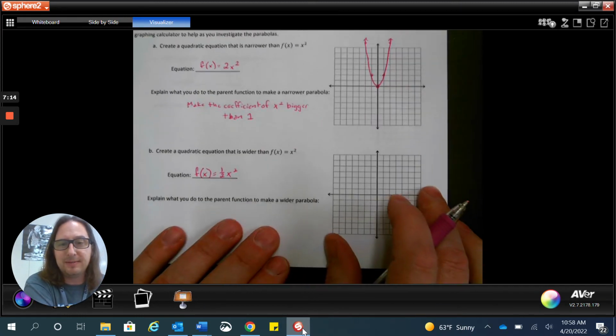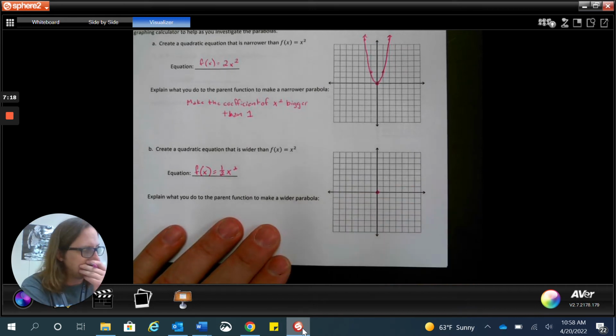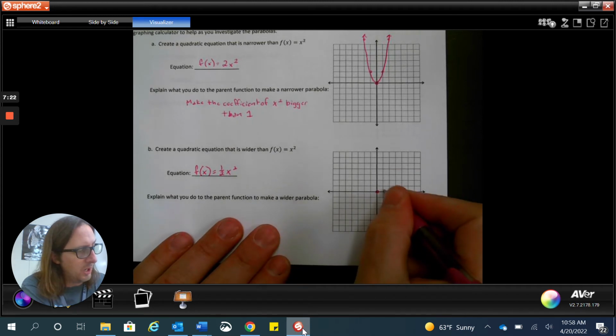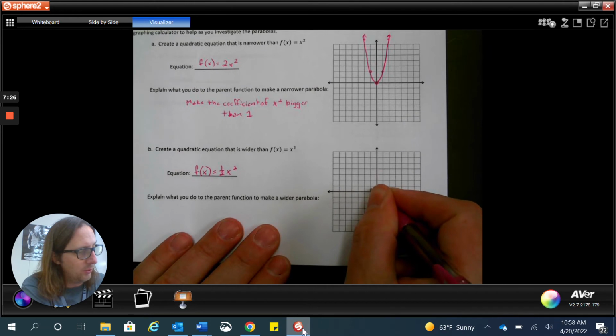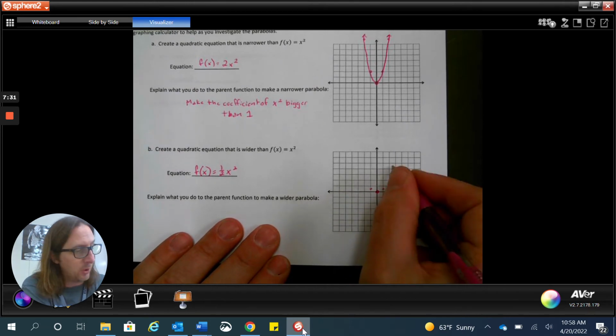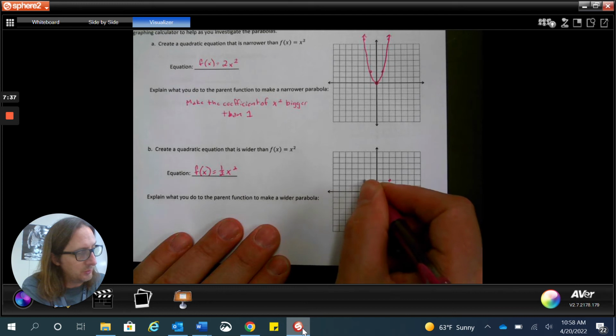So when we graphed it, that did not change the vertex. It's still at 0, 0. But when we went over 1, we only went up 1/2 instead of 1. We went back 1, 1/2. When we go over 2, instead of going up 4 like we do on the parent function, we go half of that. 1, 2. So 2.